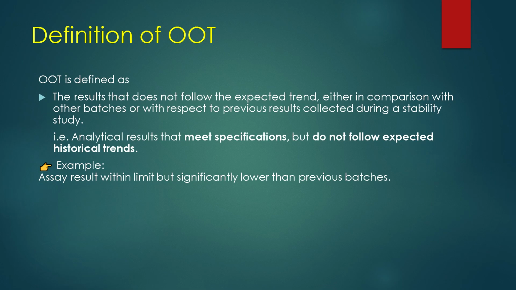OOT is defined as results that do not follow the expected trend, either in comparison with other batches or with respect to previous results collected during a stability study. That is, analytical results that meet specifications but do not follow expected historical trends. Example, assay results within a limit but significantly lower than the previous batches.